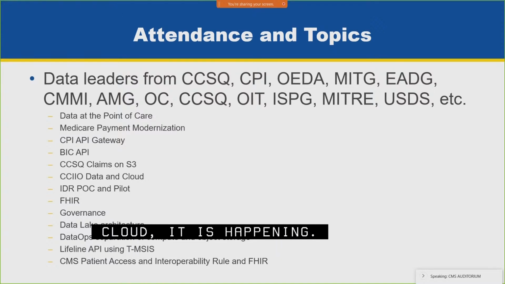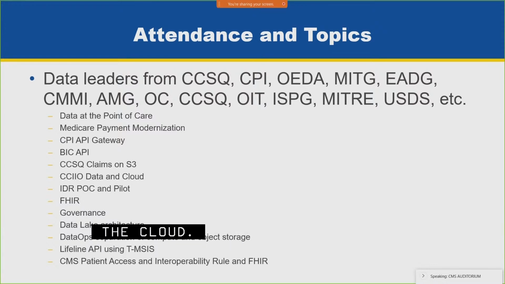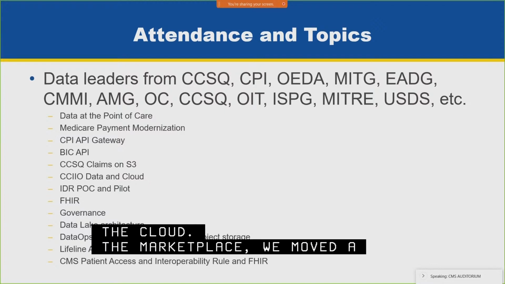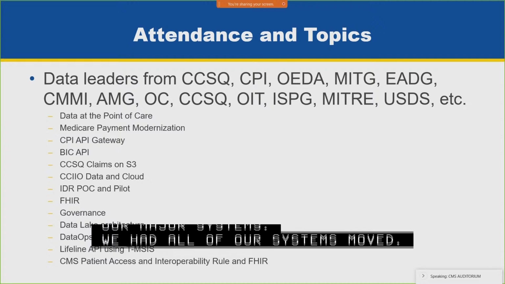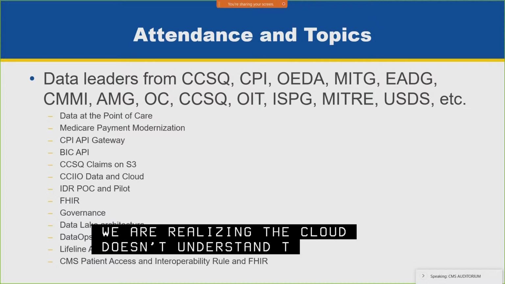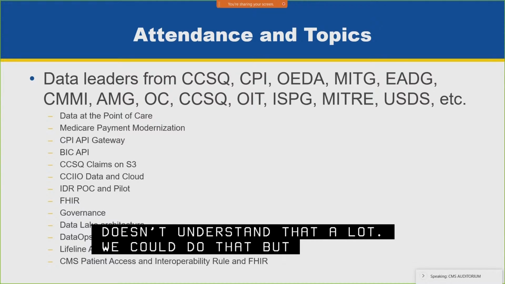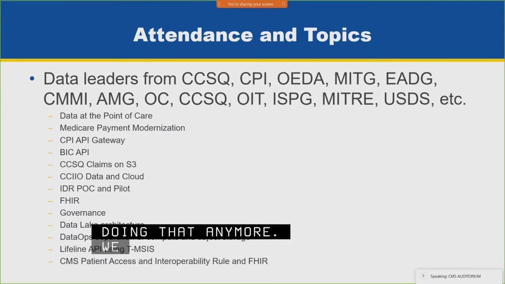For example, talking about Bobby in the back, the marketplace, we moved all of our major systems to the cloud by the end of March this year. It was a very big lift. And now that we're there, we're settling in, and we're realizing that stuff like EFT, sending big files overnight, the cloud doesn't understand that very well. It's like, well, wait a minute, we can do that, but there's all this other stuff you could be doing, and maybe you shouldn't be doing that anymore. So we're finally settling into seeing what is up there in the cloud.